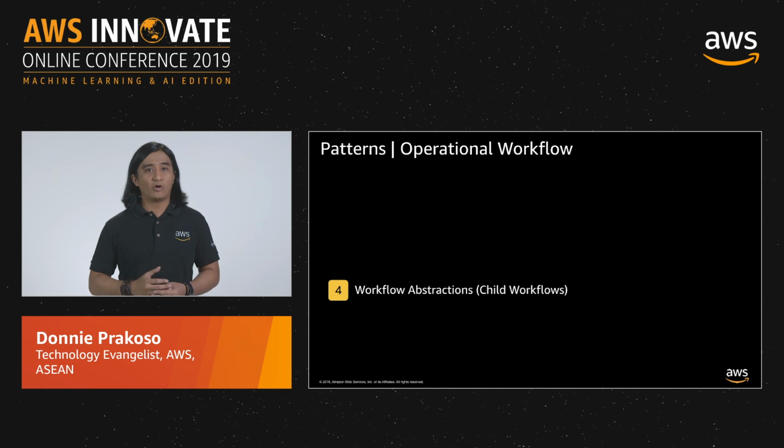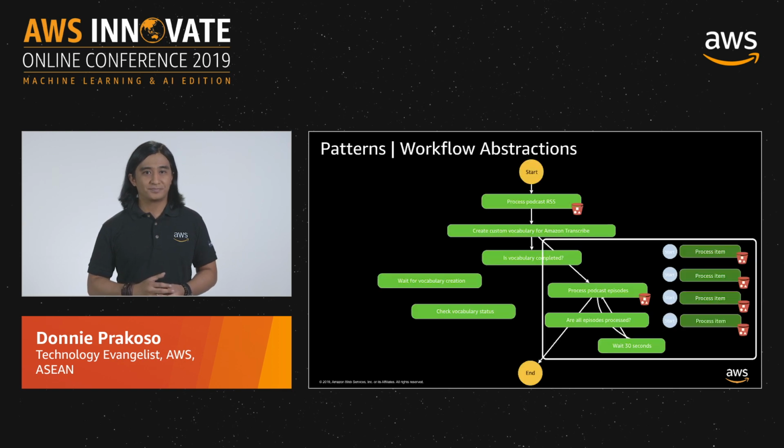The last pattern is workflow abstractions. In the previous demo, we mentioned having two state machines. First is to process the podcast, the main state machine. The other is to process those episodes, called the episode state machine. Now, this state machine is actually a child workflow, abstracting all the operations from the parent workflow. To reduce the complexity of your workflow, abstract the complexity by using a child workflow and include that workflow into the bigger workflow.